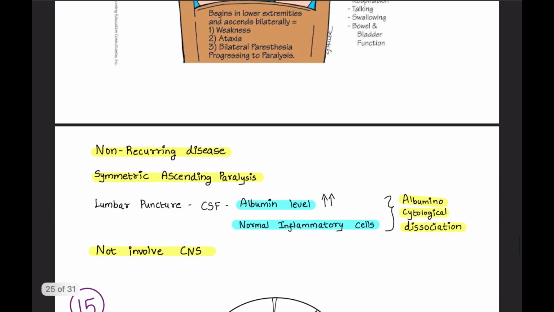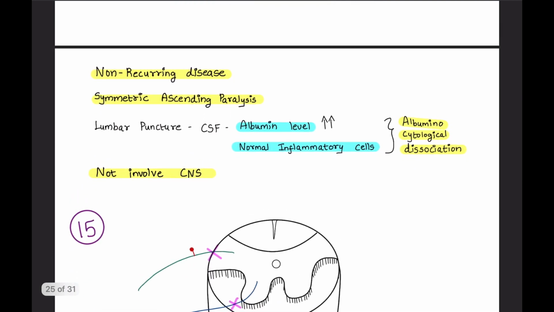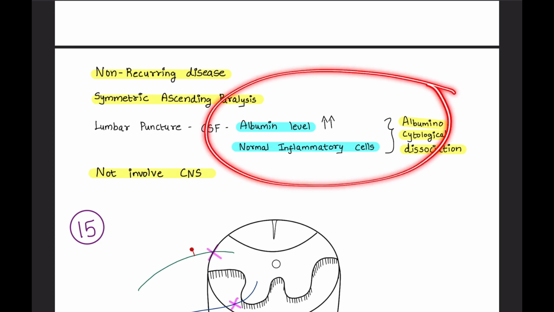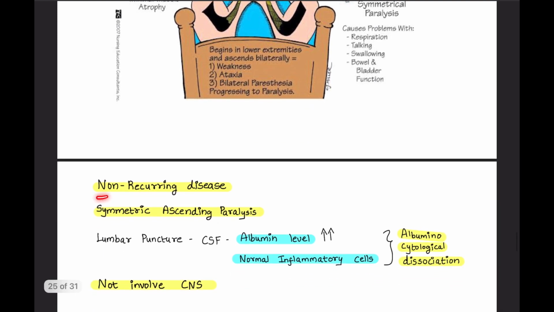So in this syndrome, the cytology is called albuminocytological dissociation. You can see this cytology only in this syndrome. Guillain-Barré syndrome is a non-recurring disease. That is, if it has occurred once in a patient, it will not reoccur again.